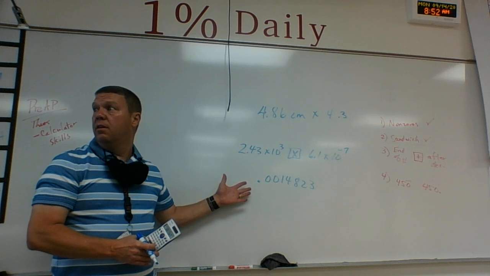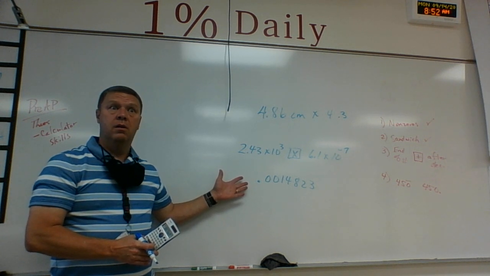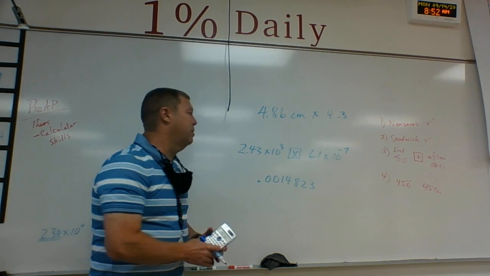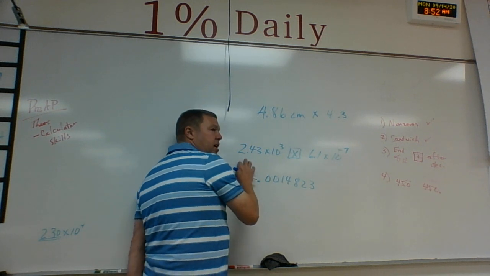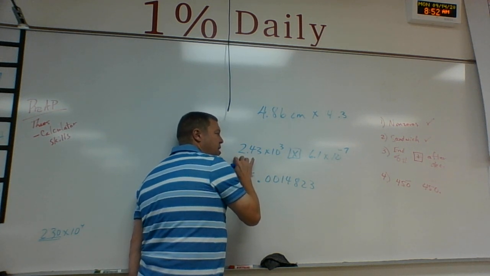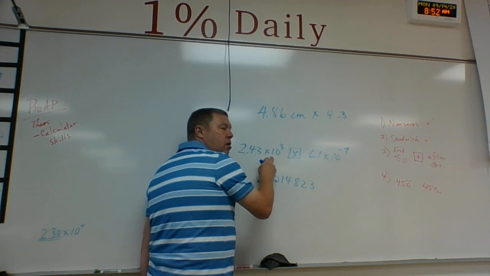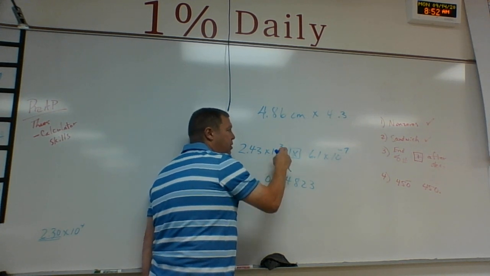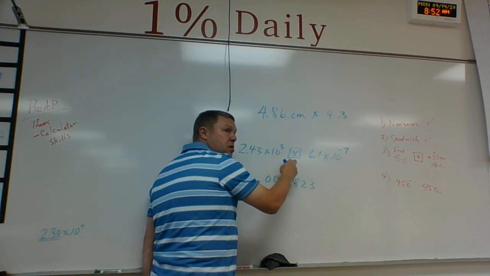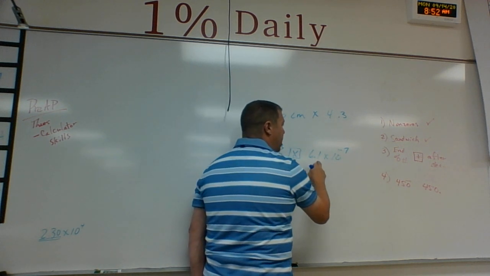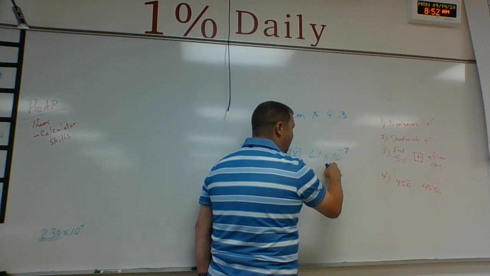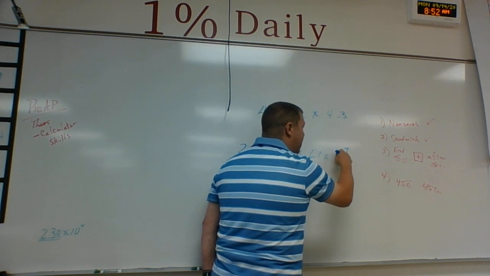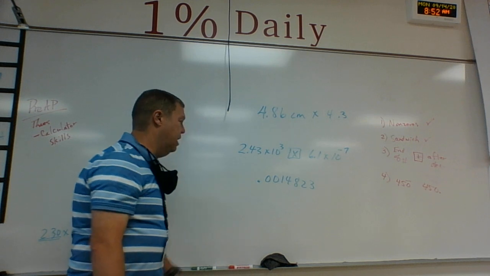Can you get that? All right, I have some people that still can't, so here's the deal. Clear your calculator. I have too many people that don't know how to do this. Clear your calculator, 2.43, EE or EXP, whatever you've got on your calculator, 3, times 6.1, EE or EXP, whatever you have, negative 7. Make sure you put the negative on it, and it should come out to this.